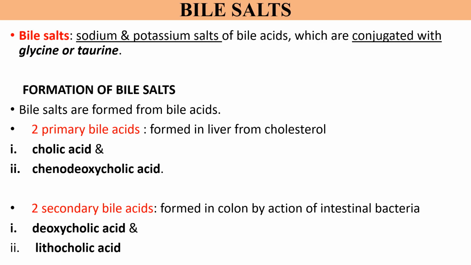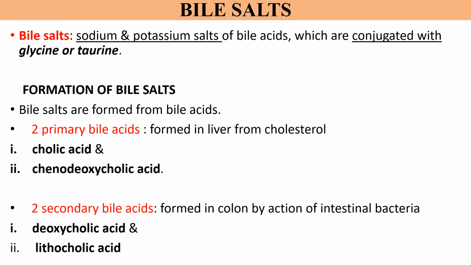Now the next topic is bile salts. Bile salts are basically sodium and potassium salts of bile acids that are conjugated with glycine or taurine. Bile salts are produced from bile acids, and bile acids can be classified into two categories, namely primary bile acids and secondary bile acids.